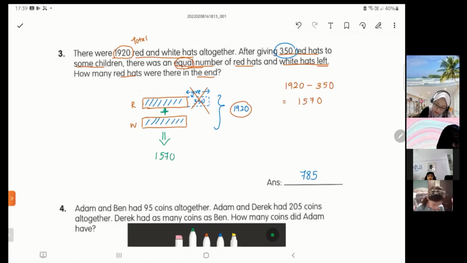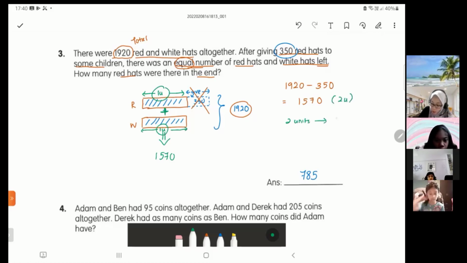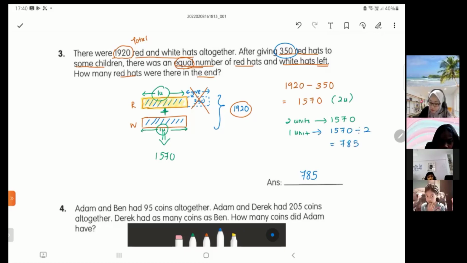How many equal parts is that? This is 1 unit. And this is also 1 unit. They are equal. So 1 unit plus 1 unit is 2 units. 2 units represent 1570. 1 unit is what I want, because I want to know how many red hats there were in the end. I just want to find this 1 unit here. Don't want the gift because that one is not important. I gave away already. So 1570 divided by 2, and I will get 785. Answer. Very good, Kisha. You got it right.